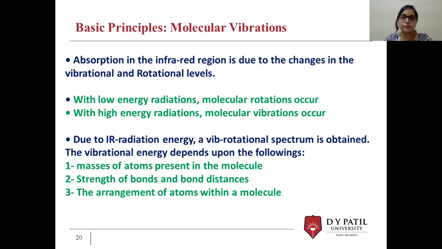Now, this is the difference between molecular rotation and molecular vibration. Due to IR radiation energy, a vibrational-rotational spectrum is obtained. The vibrational energy depends upon the following points: masses of atoms, strength of the bonds and bond distances, and the arrangement of the atoms in a molecule.